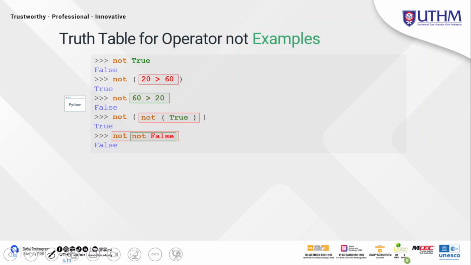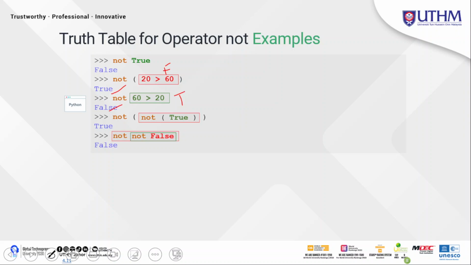The truth table for the operator not, examples. Not true will give you false. Next, 20 is greater than 16, which is true, so not of it is false. Not false means it's true. Then 60 is greater than 20, which is true, but when they say not true, it's a false statement. So there's a double not.